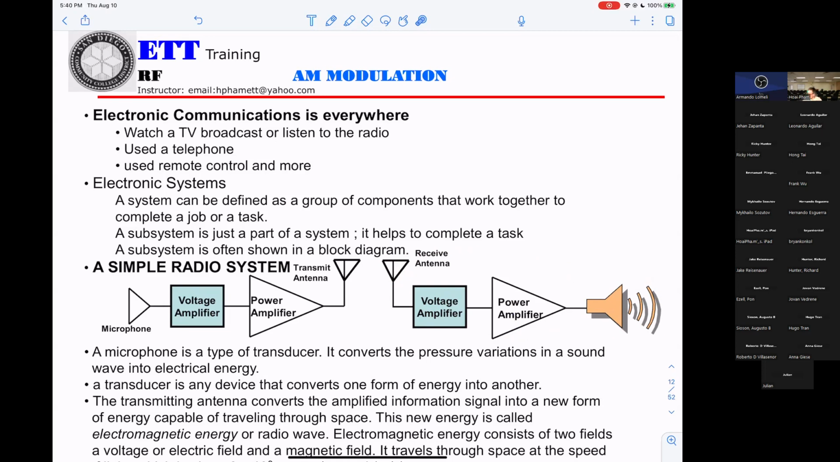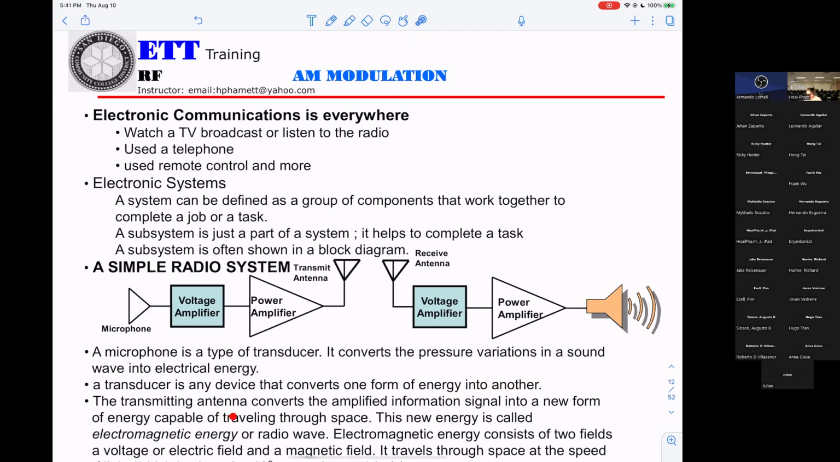A microphone is a type of transducer. It's converting pressure variation in a sound wave into electrical energy. That's what I was just telling you. When you're talking to the microphone, it's converting the sound wave to an electrical wave. A transducer is any device that converts one form of energy into another.